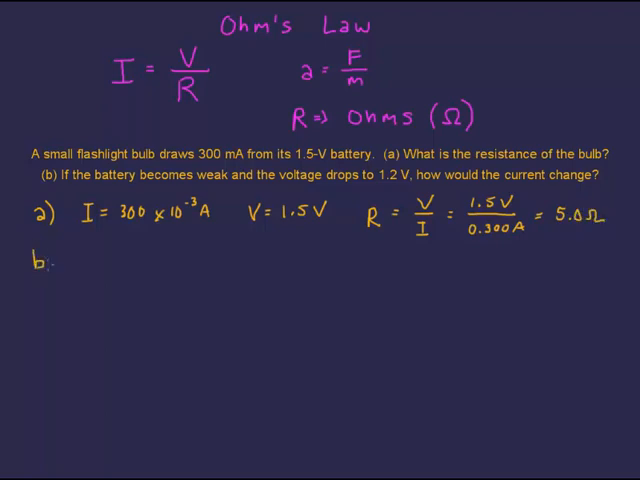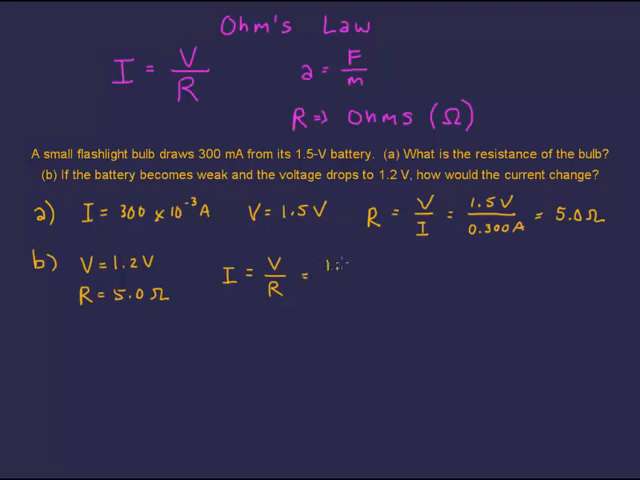Alright, so now we know the resistance of the light bulb. That's a physical property of the light bulb. That's not going to change when the voltage changes. But what will change is the current. So the voltage is now dropped to 1.2 volts, and the resistance is still 5.0 ohms. Solving for, we don't have to solve anything. Ohm's law is already in terms of current, and that's voltage over resistance.